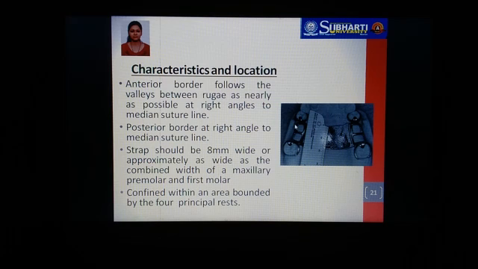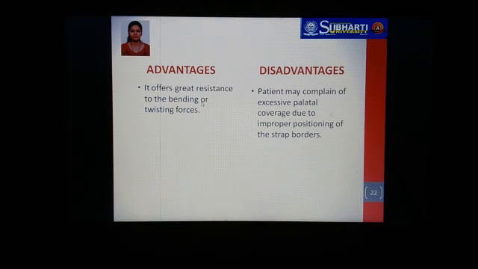So what are the advantages and disadvantages of this kind of palatal strap? First of all, it offers great resistance to bending or twisting forces because it has an 8 millimeter width, so that is why it has strength. Disadvantages: the patient may complain of excessive palatal coverage due to improper positioning of the strap borders.